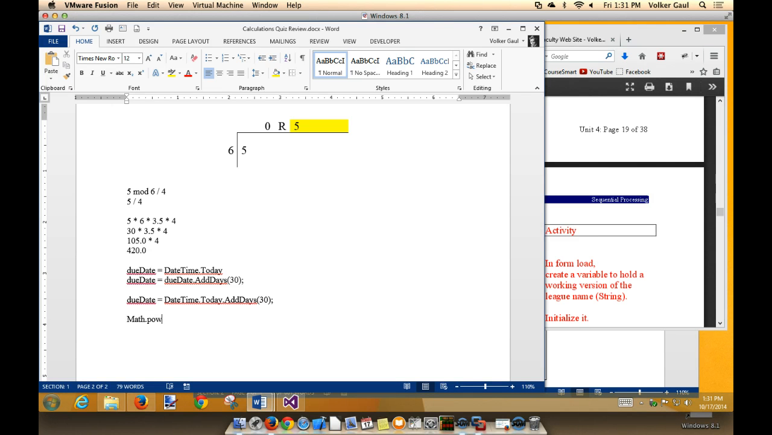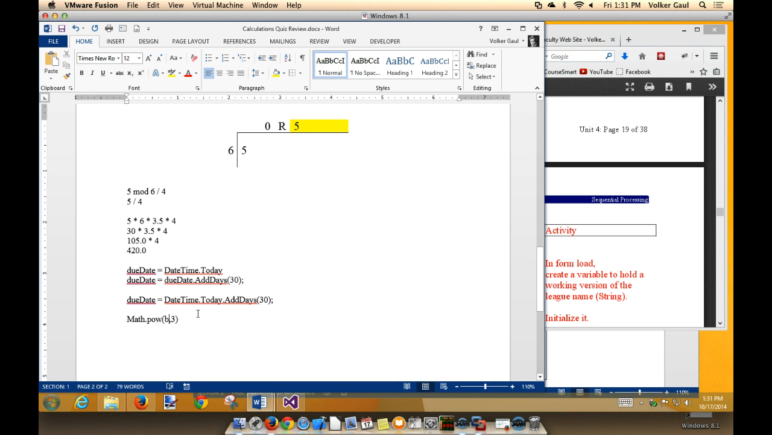How do you know this? It's in the book. Or maybe you Googled it and you found this. It's not power, it's pow. And you give it 2 numbers. That would be 2 raised to the 3rd power. That's another way to do it. And you can also put a B in there.